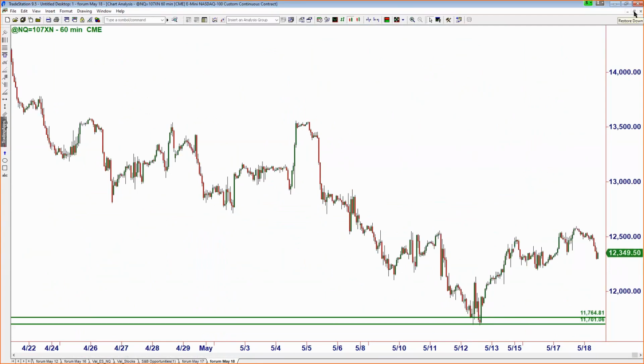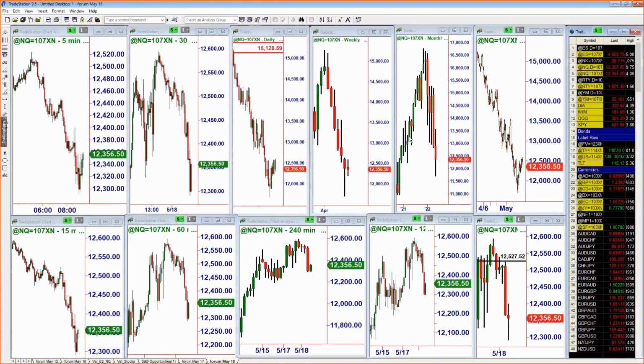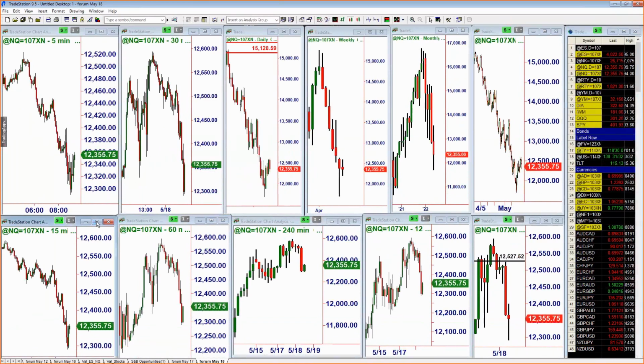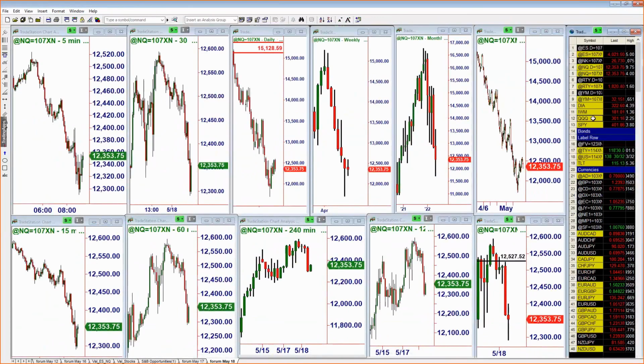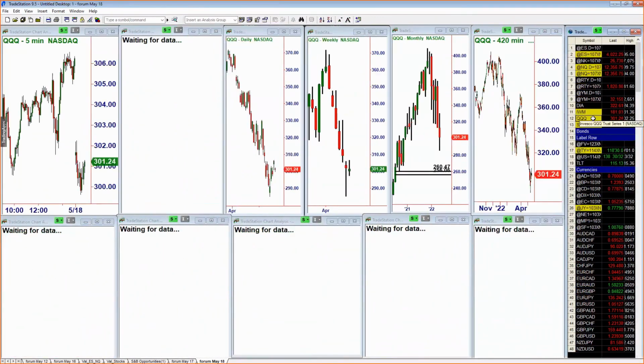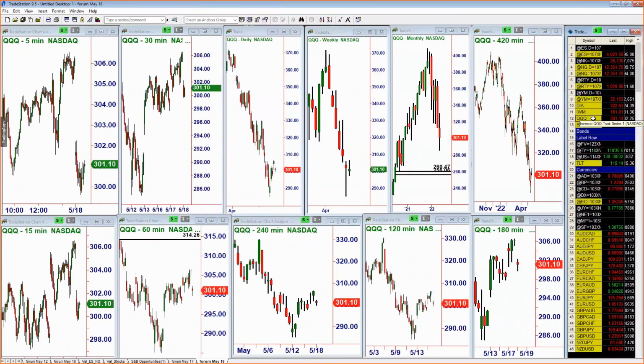Having said that, I want to take you to this chart. Go back to the Nasdaq here. We do have a smaller time frame demand zone before we get to last week's lows. That's around the 11,971 area. And then we go to the Qs, which is the ETF for the Nasdaq. So if you want to trade the Nasdaq as a stock, this is the symbol you would use, QQQ. This is the Nasdaq.